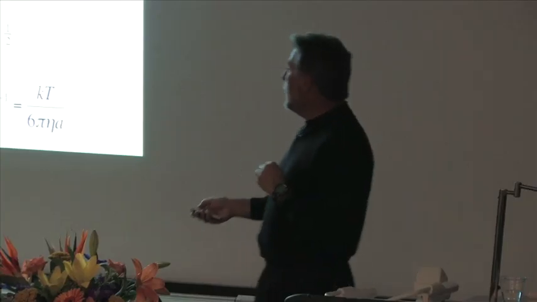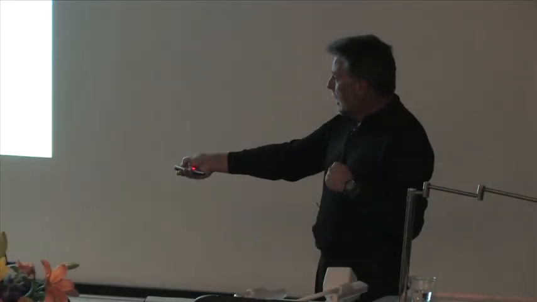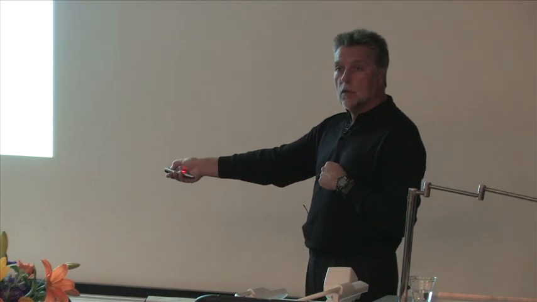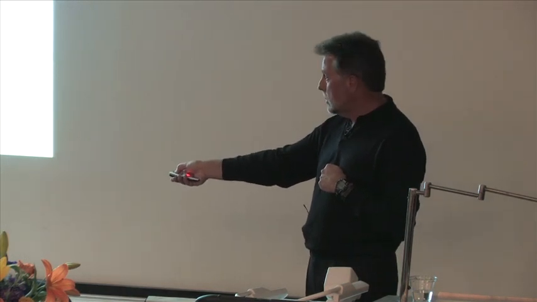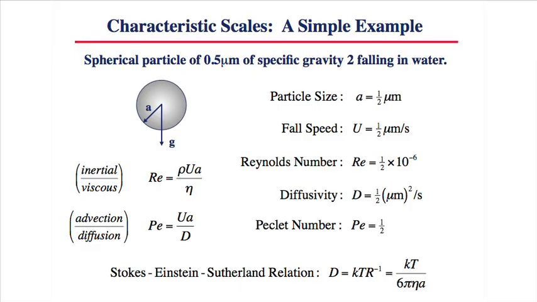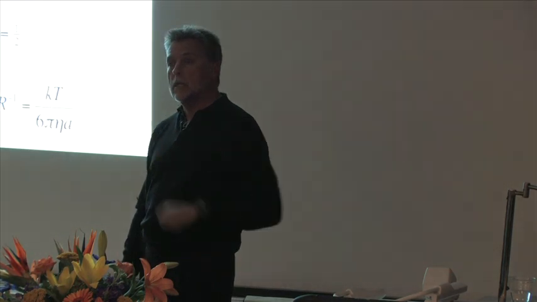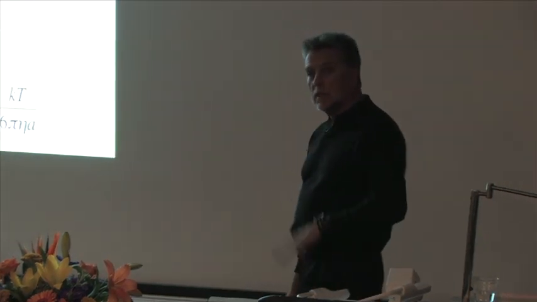Okay? There's one other number that will be important. As these guys fall, they also diffuse, and the ratio of convection to diffusion is the Peclet number. That's 1/2. That's not small. That's 1/2. And that's because that's what a colloid really is. It's particles where the thermal motion competes against the other driving forces.